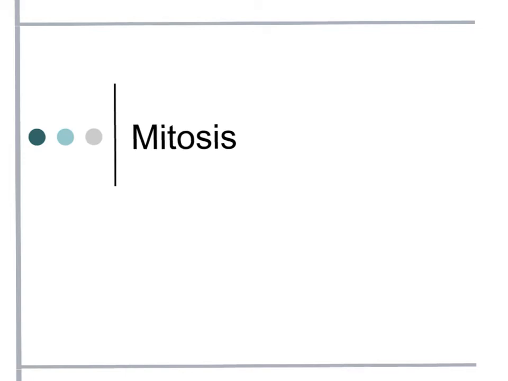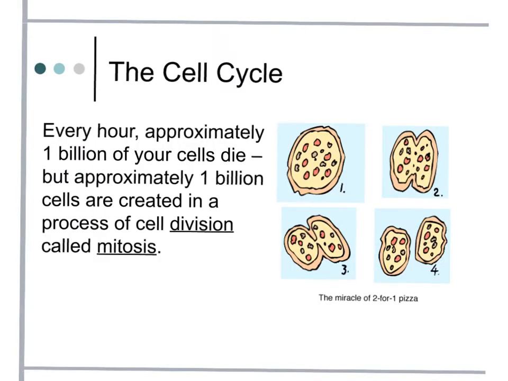Hello everyone, today's lesson is mitosis. Now mitosis basically describes the division of the nucleus, and that's what we're going to talk about today. So every hour we have tons of cells dying off, but they're also replaced at an equal rate. And this is through a process called cell division or mitosis.